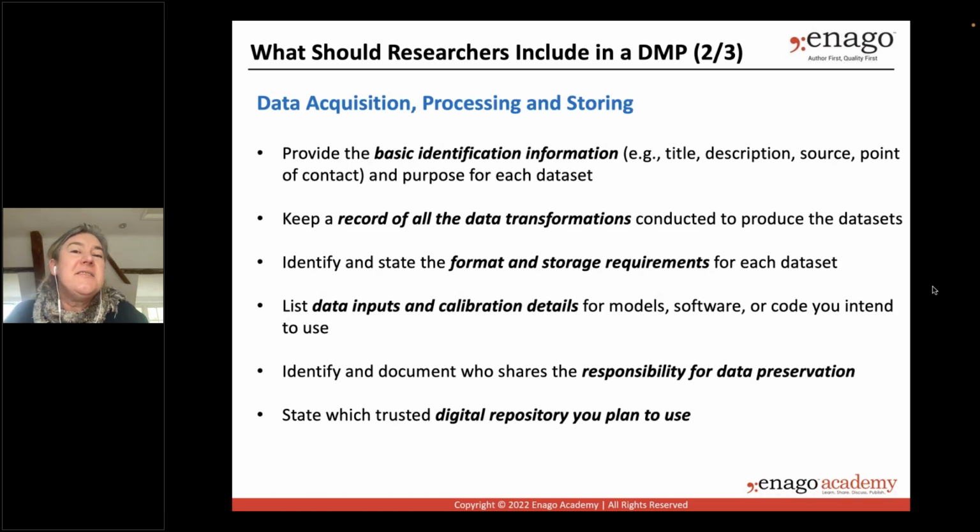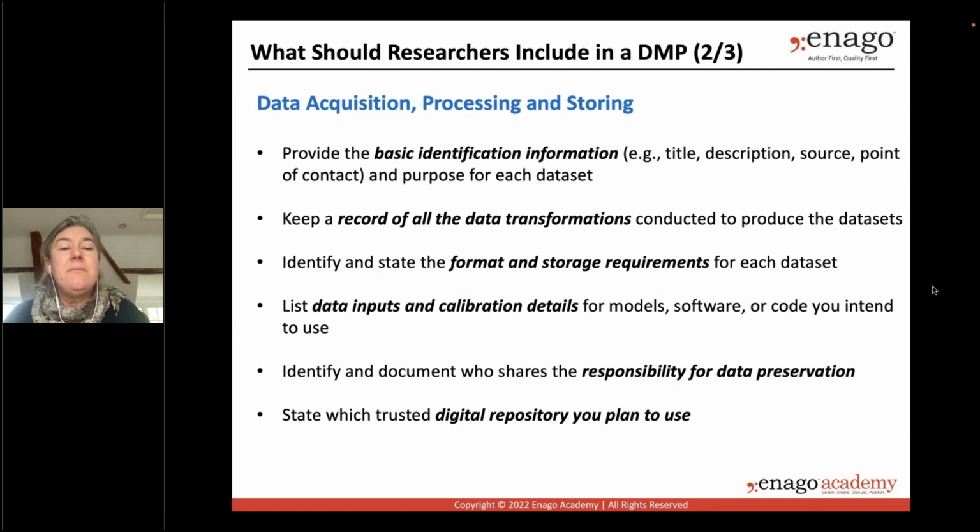So second slide on this, data acquisition, processing and storing. You need the basic identification information for each data set. So again, there's a set of fields which you want to be consistently recording for each data set, and keeping a record of all the data transformations conducted to produce the data sets. And if you think about this as well, this sort of record keeping is going to make producing journal articles or other outputs or reports around your project much easier if you're doing this as you go along.